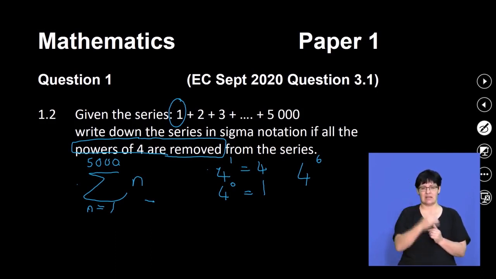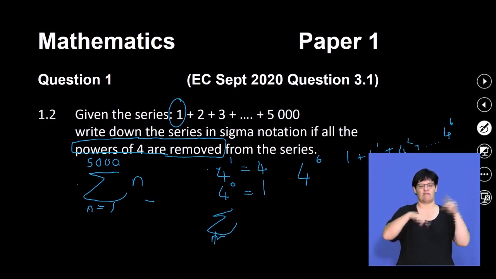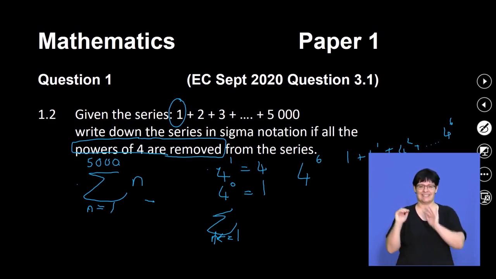Okay, so we can start getting an idea of how we can write the 1 plus the 4 to the power of 1 plus the 4 to the power of 2 plus, and that's going to go all the way to 4 to the power of 6. We can write that as the sum as n goes, or let's use a different variable here, as k goes from 1 up to, let's do 7, and that's going to be 4 to the power of k minus 1.